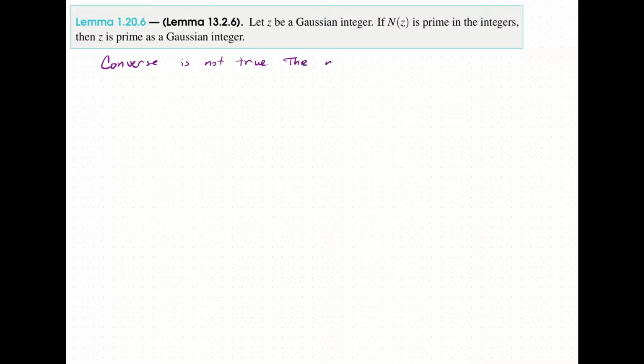the number 3 is a Gaussian prime, but the norm of 3 is 9, which is not prime. And so here once more we can see that relationship to the Fermat sum of squares theorem. 3 cannot be written as a sum of squares, which is equivalent to the fact that it is a Gaussian prime. And so the converse does not hold, but let's go ahead and prove the lemma as it is.